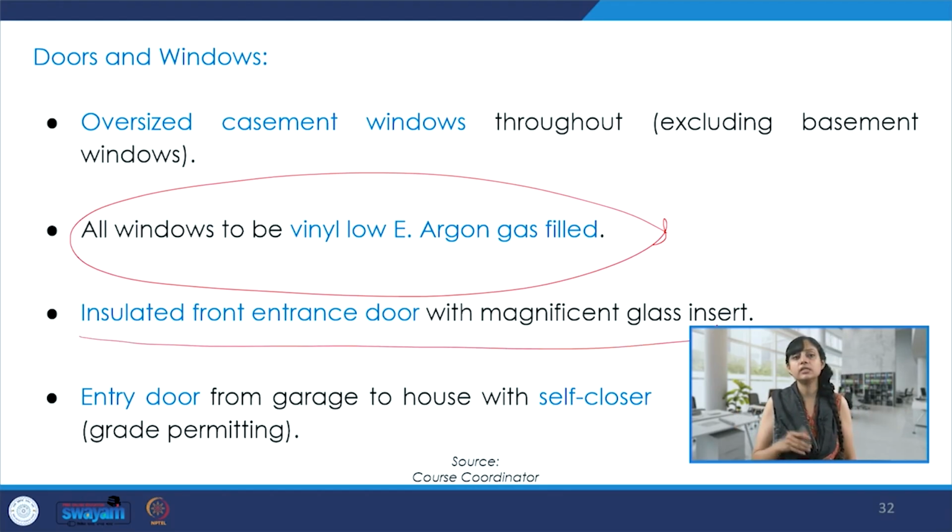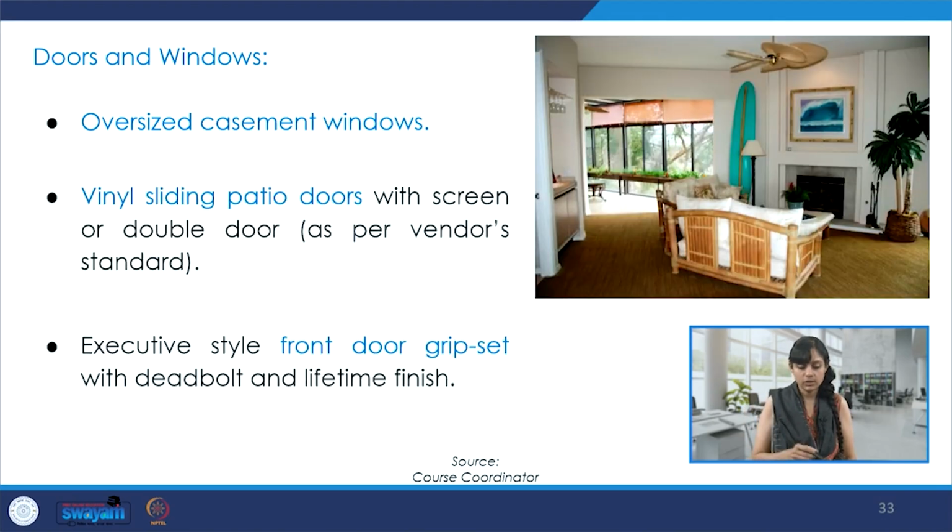Then there is an insulated front entrance door which has a magnificent glass insert detail, and it looks quite aesthetic. The entry door from garage to house, with self closer. So this is another detail that was worked out for this kind of a project. There are oversized casement windows that we were talking about in the previous slide also. There is vinyl sliding patio door with screen, or a double door. Those kinds of details are also here.